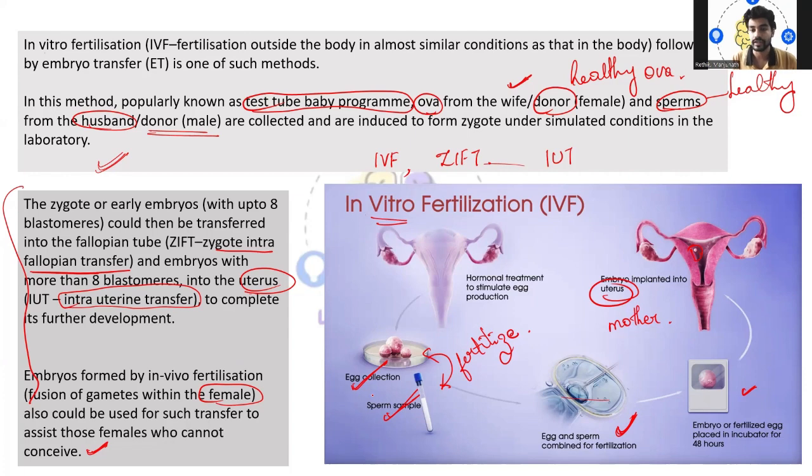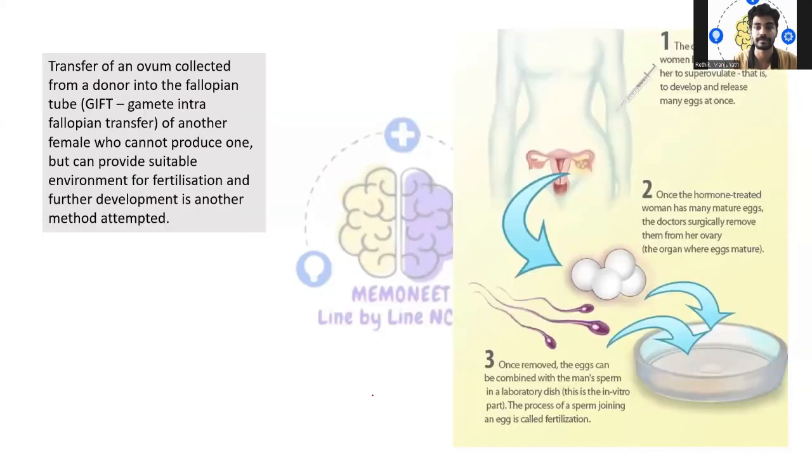Another thing we can do is, if an embryo has been formed through in vivo fertilization itself, that means you are not fertilizing externally, but internally in the donor mother. The starting fertilized zygote can be taken and transferred into another female who cannot conceive. So this is also a method where one can get children.